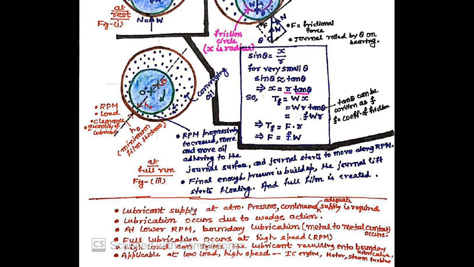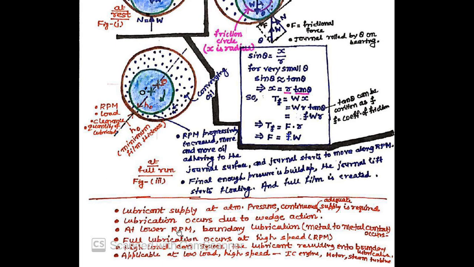In case of hydrostatic, the lubricant supply is at some higher pressure due to the use of a pump or any other external device. In case of hydrodynamic lubrication, lubrication occurs due to wedge action. Here the wedge action occurs, and due to the wedge action the oil or lubricant starts converging, and the journal is finally lifted up. While in case of a hydrostatic bearing, lubrication occurs due to an external device like a pump.